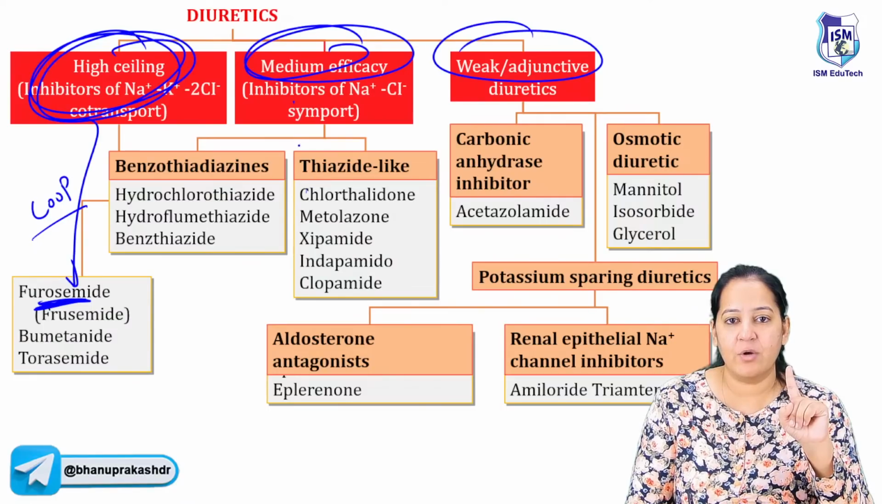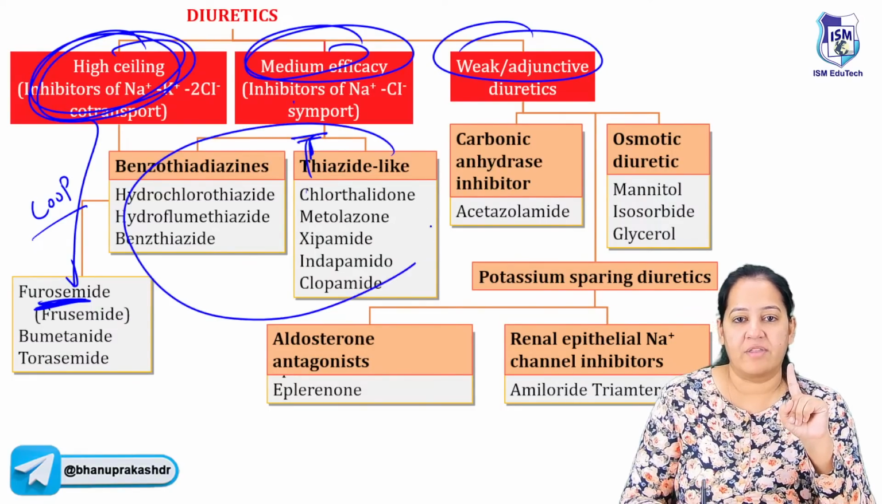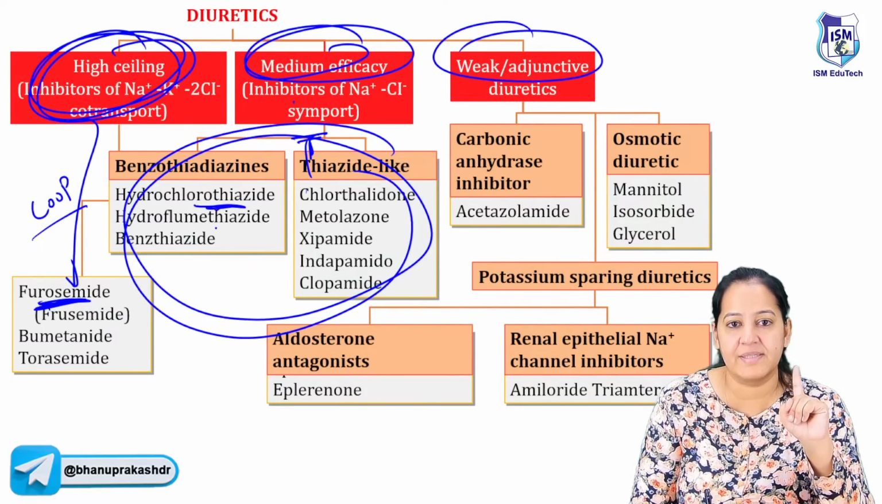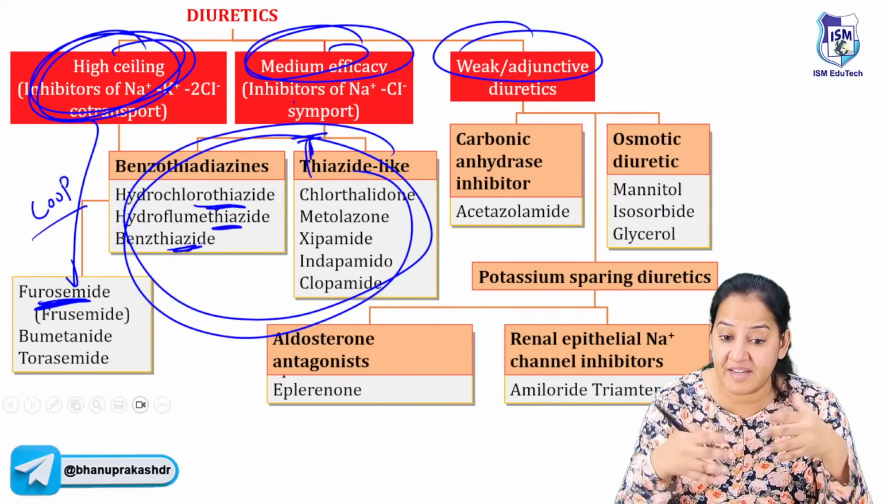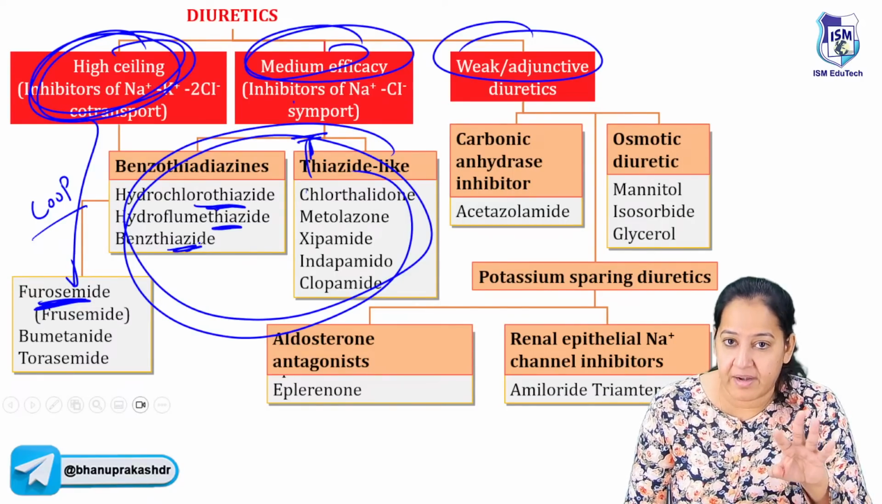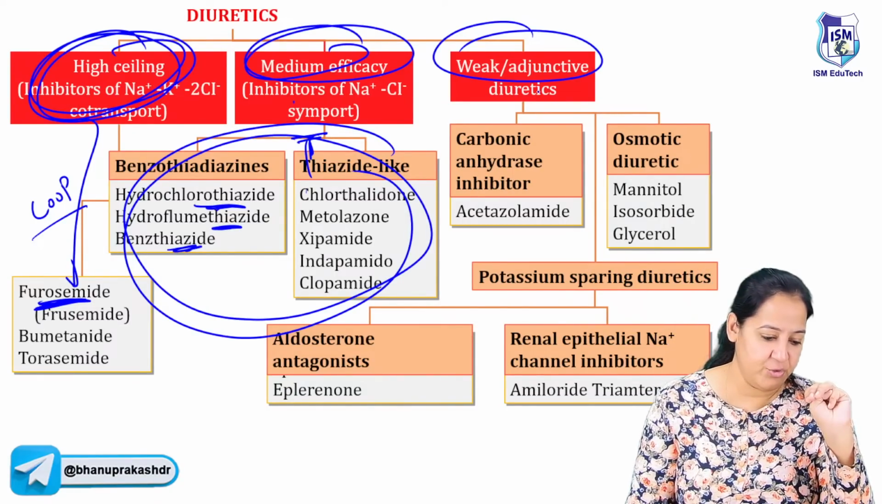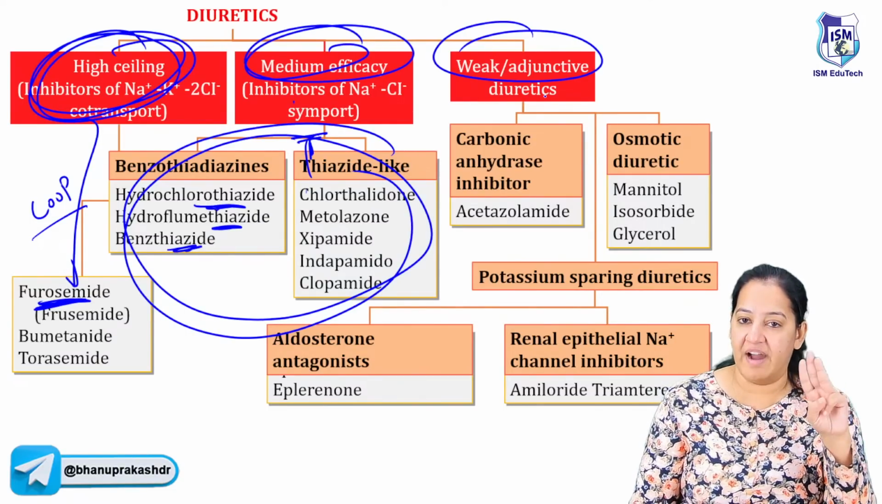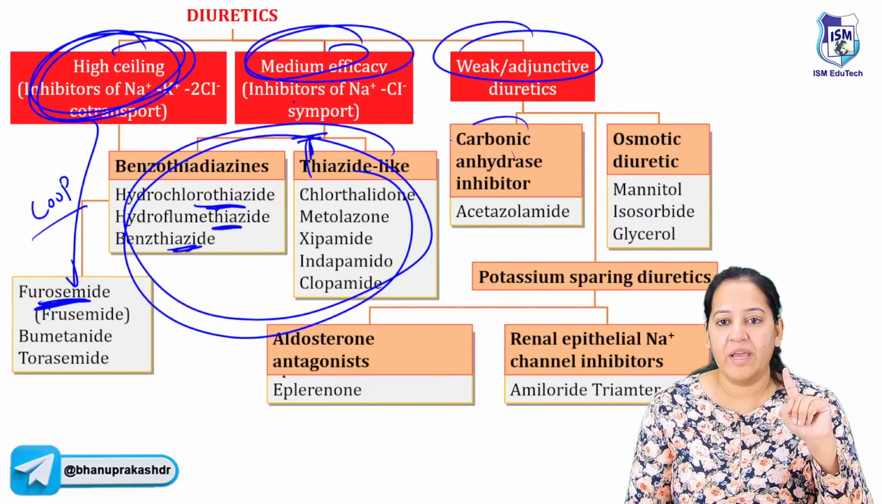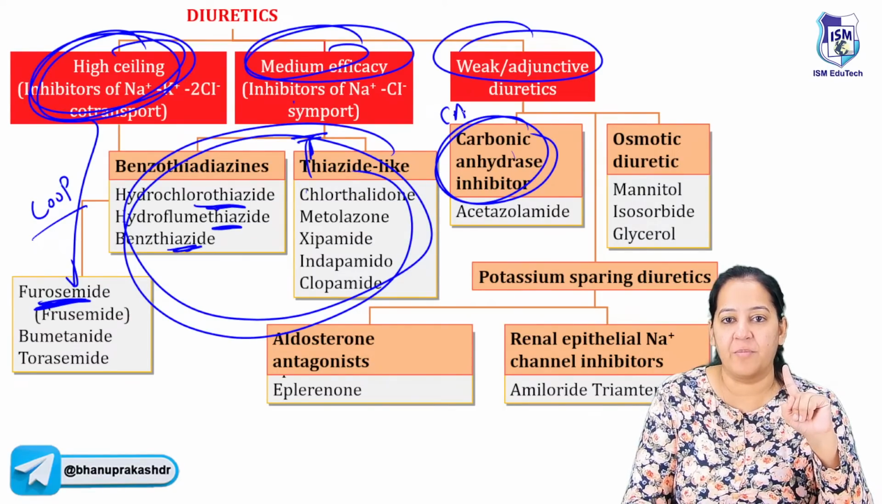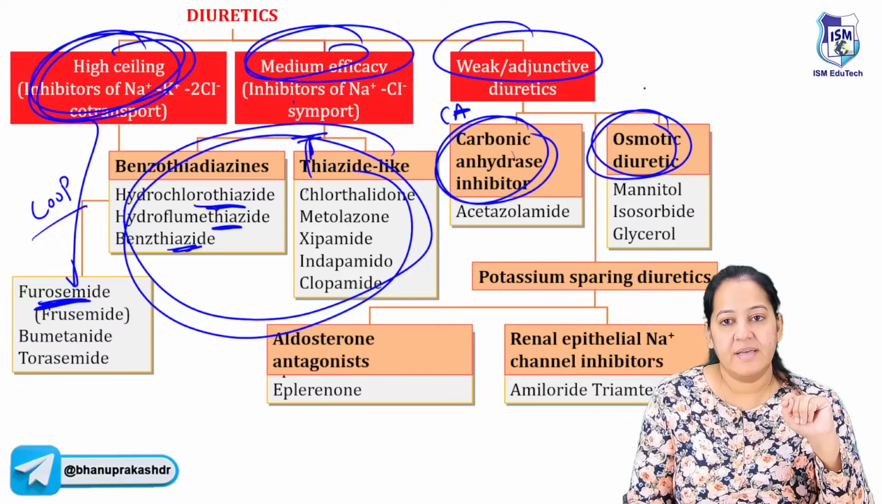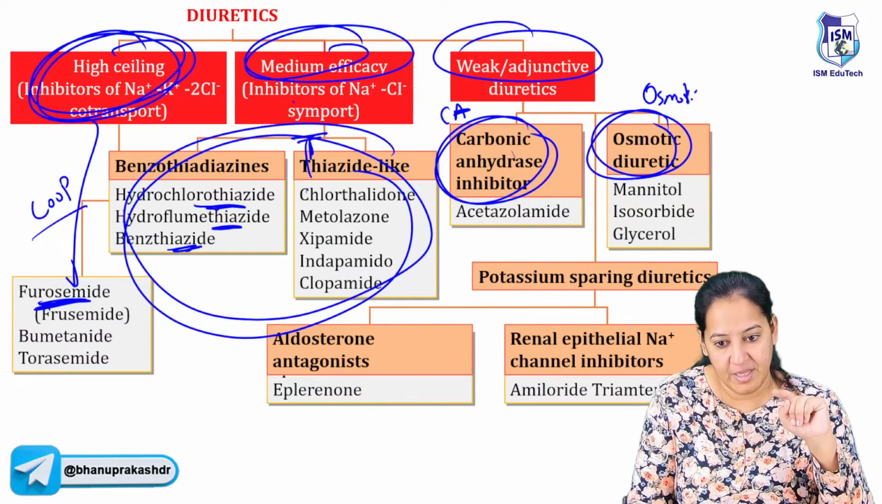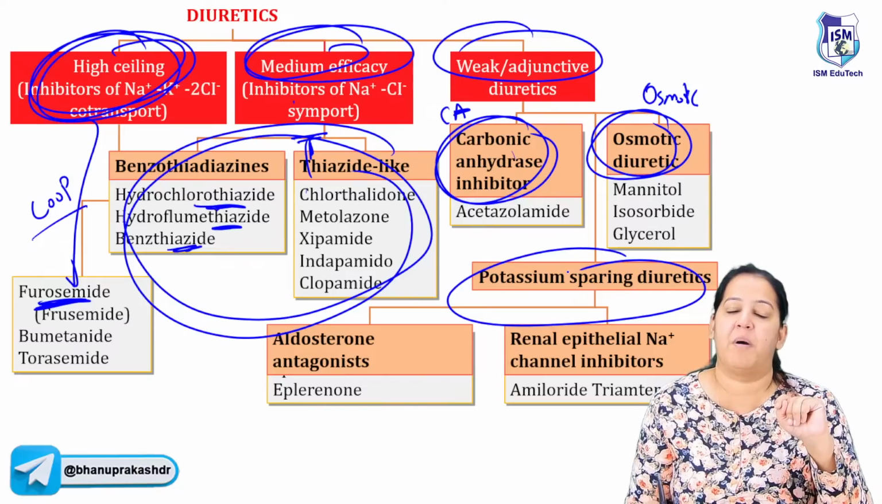The medium efficacy ones are known as thiazides. These all are thiazides. You can see hydrochlorothiazide, hydroflumethiazide, benzthiazide. These are thiazides, the medium ones. And the weak ones are divided into 3 categories: carbonic anhydrase inhibitors, osmotic diuretics, and potassium sparing diuretics.